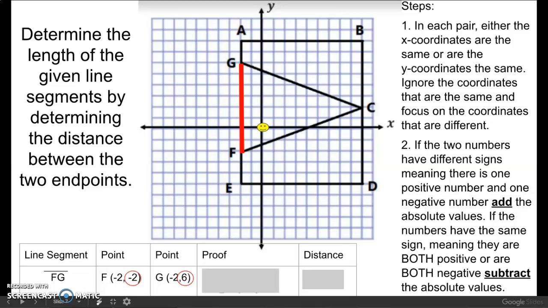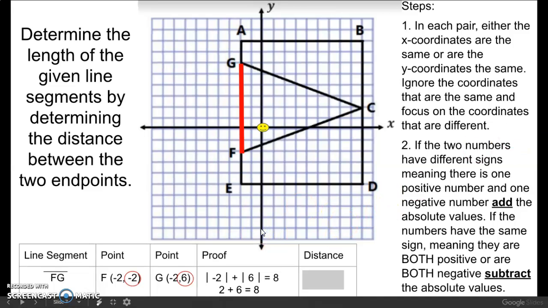Since the two numbers have different signs, we're going to add the absolute values. The absolute value of -2 is +2. The absolute value of 6 is +6. Add that together, 2 plus 6, that gives you 8. The distance between F and G and the length of line segment FG is 8 units.